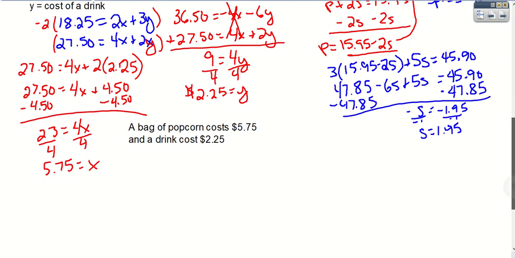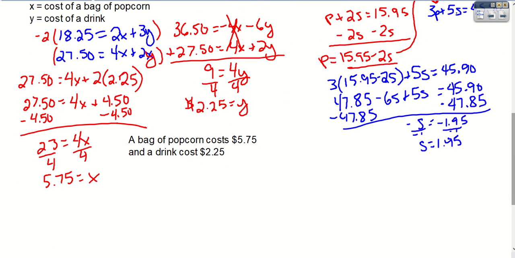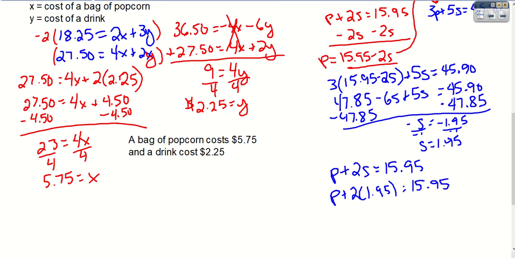Okay, now we want to do the pizza. So we just got to take our equation, which is the first one, it's pretty easy. It's P plus 2s is equal to 15.95, and we're going to plug in. So this s is 1.95, so P plus 2 times 1.95 is equal to 15.95, and then we just double. So 1.95 times 2, we get P plus 3.90 is equal to 15.95.